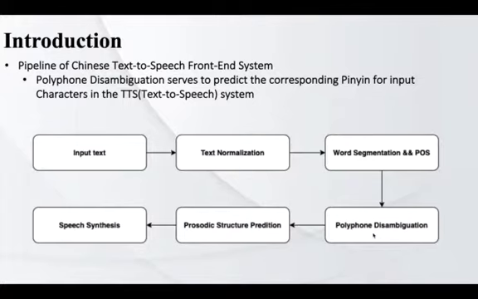As shown in the slide, there are four modules in the pipeline: the text normalization, the word segmentation, and the polyphone disambiguation, which is also the module we focus on in our work. And finally is the prosodic structure prediction. The polyphone disambiguation serves to predict the corresponding pinyin for the input polyphonic characters in the Chinese TTS system.